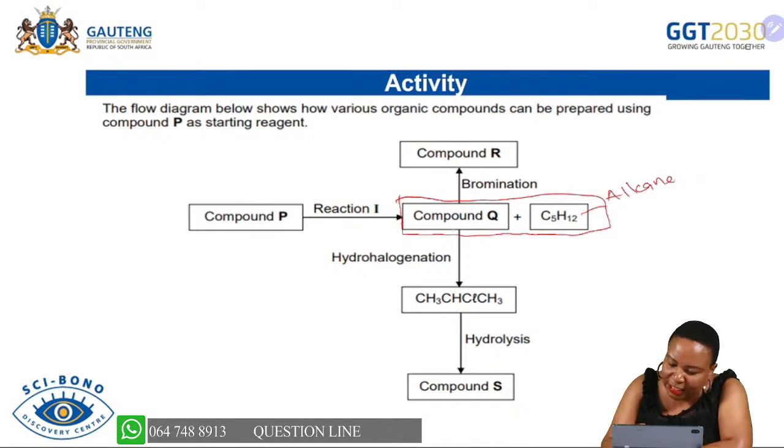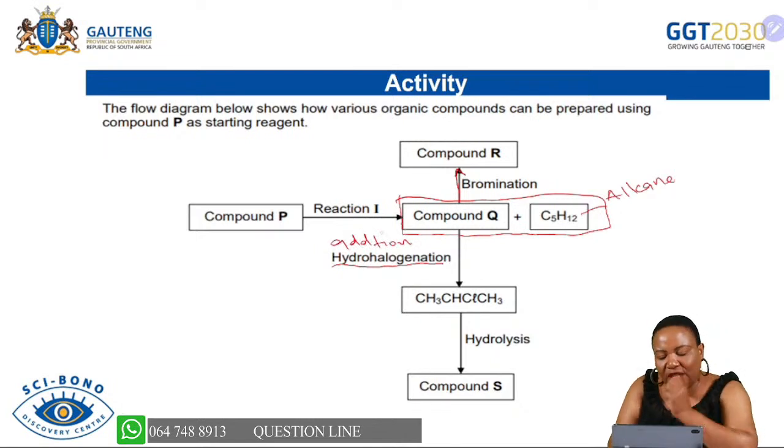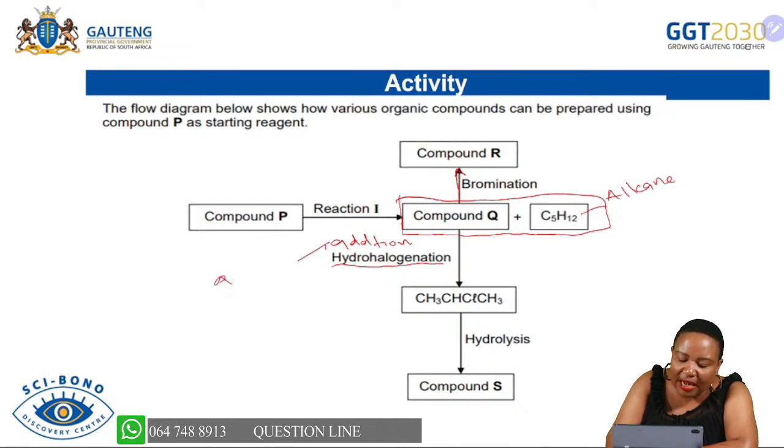But when you look at compound Q, it will undergo bromination and form compound R. And then it will also undergo hydrohalogenation. What type of reaction is this? This is an addition reaction. Which compounds did we say undergo addition reactions? We said only alkenes, according to our syllabus.